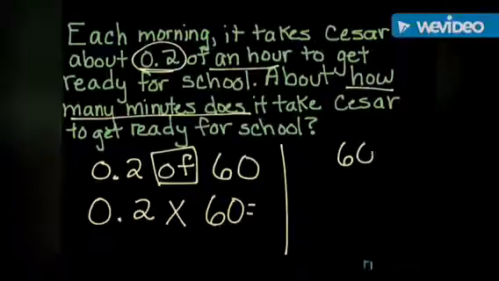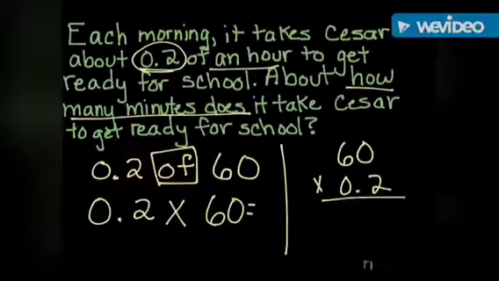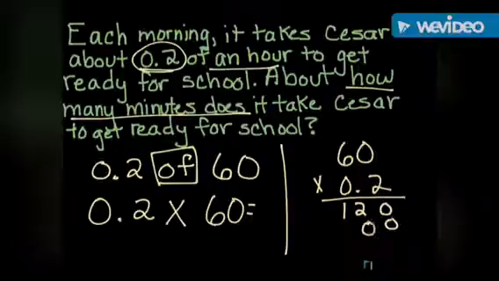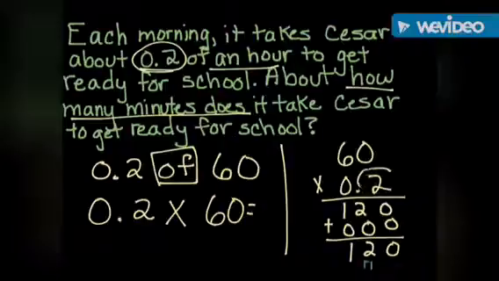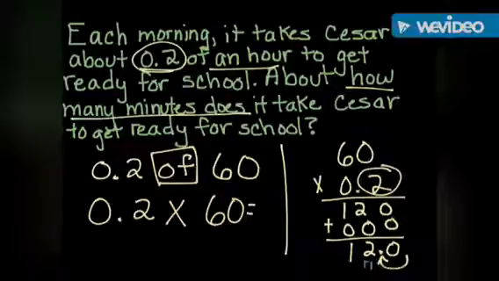So 60 times 2/10. 2 times 0 is 0. 2 times 6 is 12. 0 times 0 is 0. 0 times 6 is 0. Add them together. 0 plus 0 is 0. 2 plus 0 is 2. 1 plus 0 is 1. I have 1 decimal place. So my answer is 12 minutes.